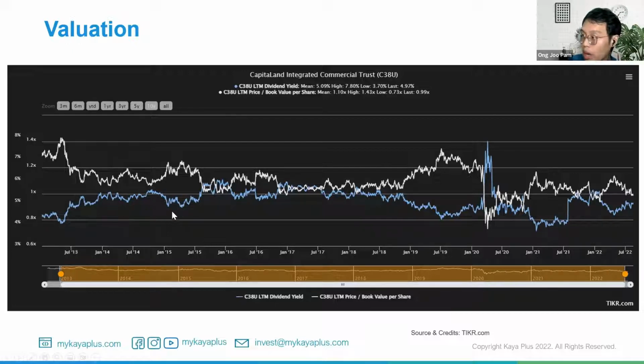If you look at the blue line, sorry, the right line will be the price to book ratio. The REIT is now currently trading at 1 times its price to book ratio, meaning to say that you're using 1 ringgit or $1 to buy $1 worth of property, which is, in my opinion, quite fair to consider for a REIT like CICT.